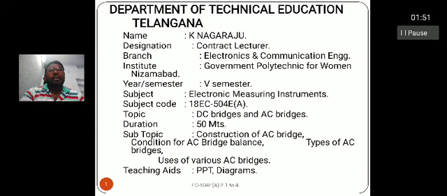Bridges are used to measure resistance, inductance and capacitance. We use them as a simple way to accurately find the unknown impedance or unknown parameters. We also derive one small condition, which is the condition for bridge balance, and we also discuss the types of bridges.